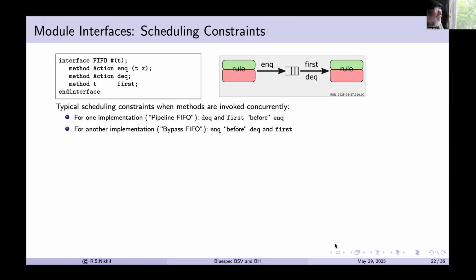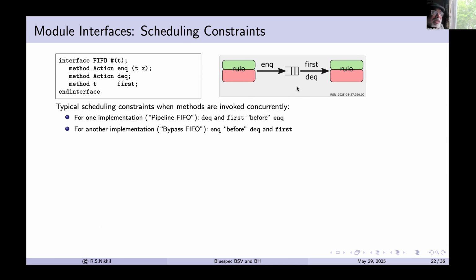The second kind of thing we have on methods, in addition to implicit conditions, is scheduling constraints, right? So let me explain what I mean by scheduling constraints. So let's look at our FIFO again. Let's look at a FIFO that's being produced from this rule and consumed from this rule.